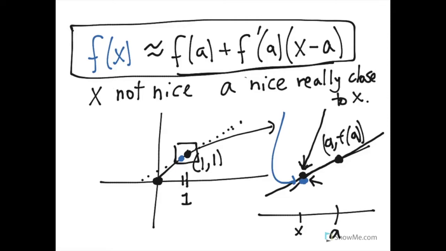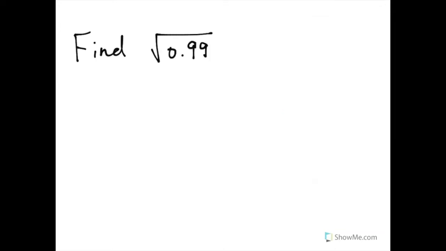You might have to kind of come up with that on your own. For example, in the next problem, when we know we're looking for the square root of 0.99, here are some things that you should be able to come up with when you know that this is the problem you're working with. X is the not very nice value, like 0.99. A is a really nice value that's really close to that. I hope the obvious choice there is 1.